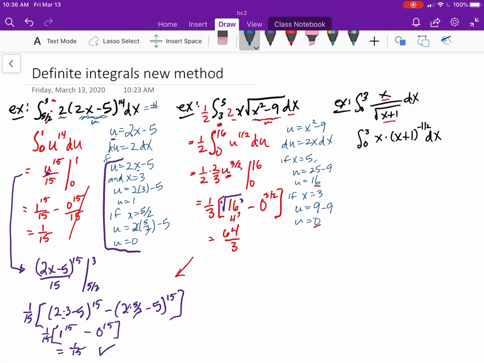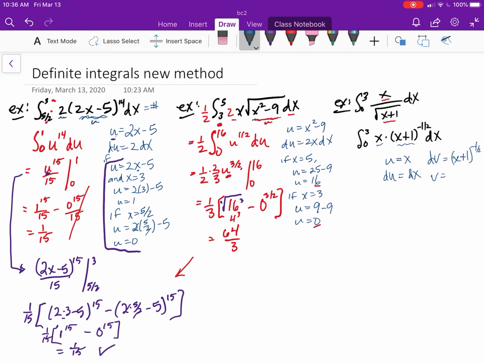So recall that for dv, we typically make this ugly part here, and for u, we want the easy part, because then the u du drops off. So we're going to make u x, then du is just 1 dx, dv is the rest, x plus 1 to the negative 1/2. Now remember, we're integrating to get v.